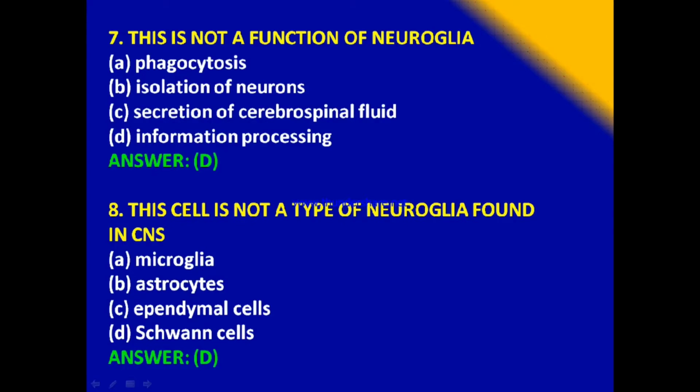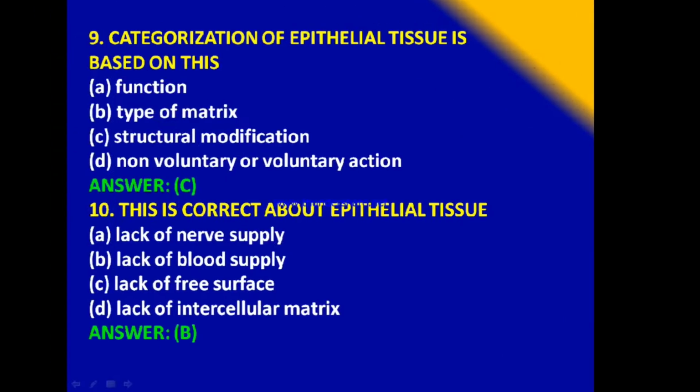This cell is not a type of neuroglia found in CNS: microglia, astrocytes, ependymal cells, or Schwann cells. So, what's the right answer? The right answer is Schwann cells. Option D is the correct answer.